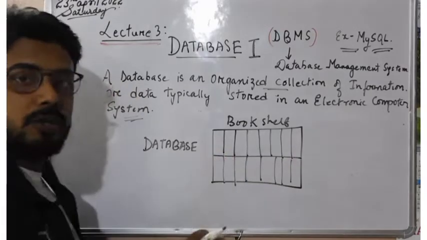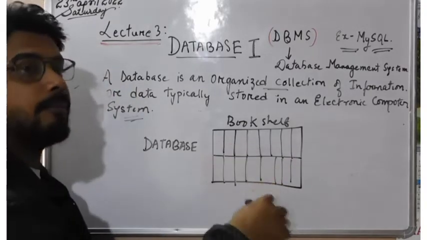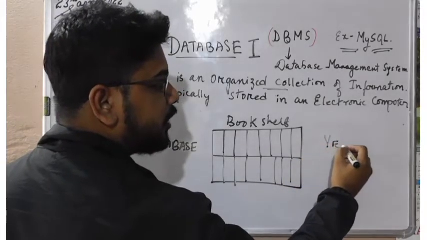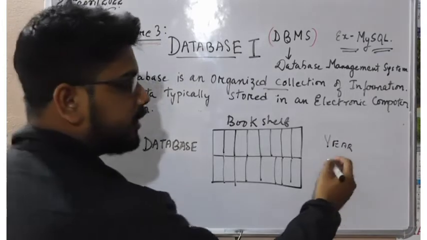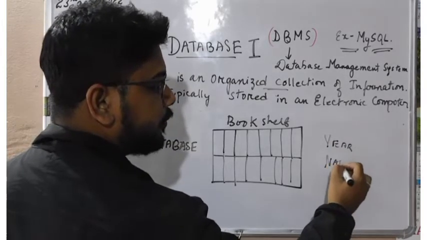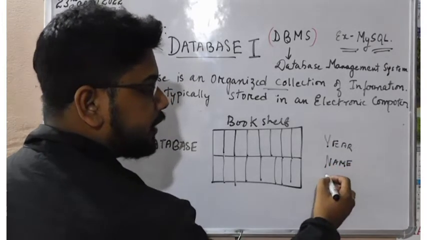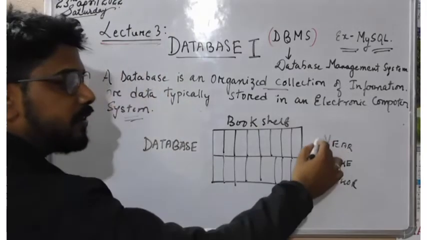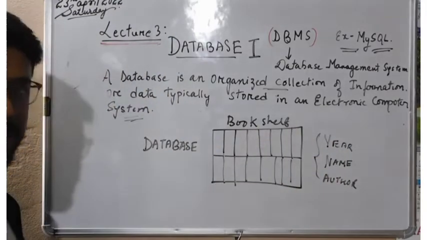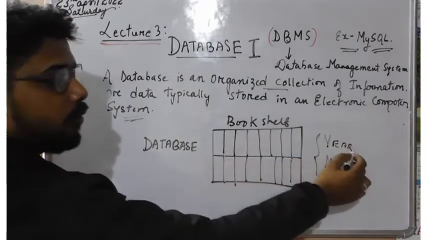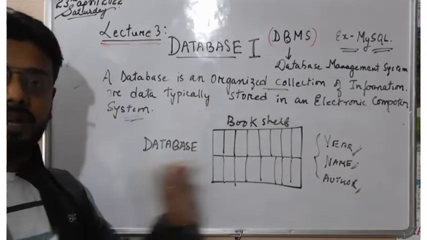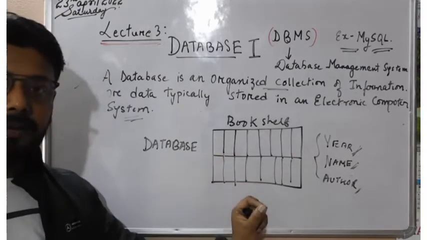Also, these books are kept according to some category, or it might be according to year of publication, according to name, or according to author. So these are various forms in which the bookshelf can be arranged. Why do we arrange them in this manner? So that whenever we want to search for a certain book, it is readily available to us.